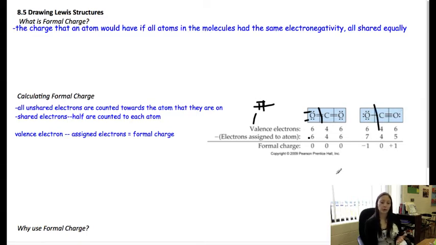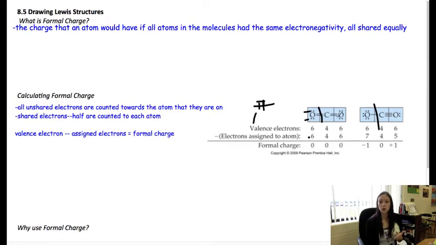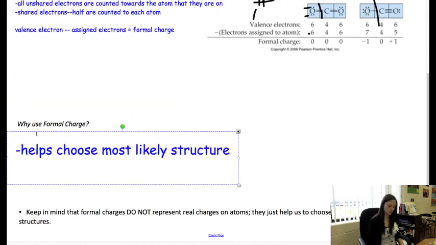So the question becomes, why formal charge? Well, just what you see right here. Based on resonance, there are lots of options for structures. So how do we pick a good structure? Well, you look at the formal charge. And so based on formal charges, you can figure out which one of these 2 is the more preferred or more likely structure.